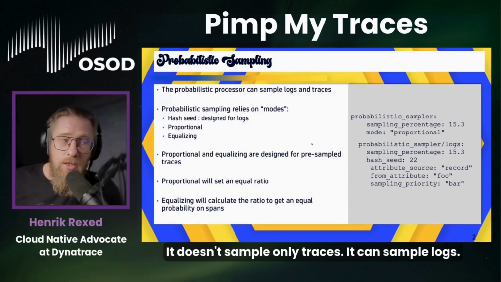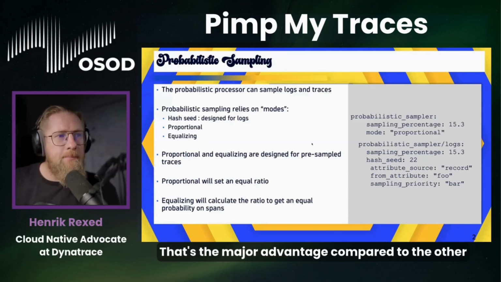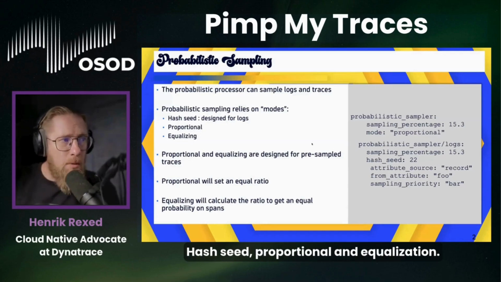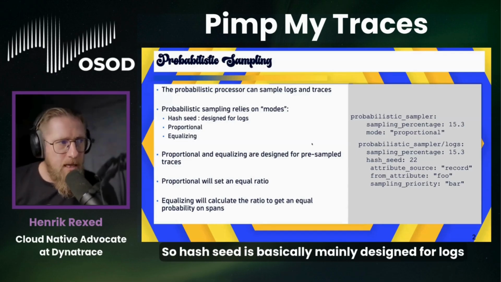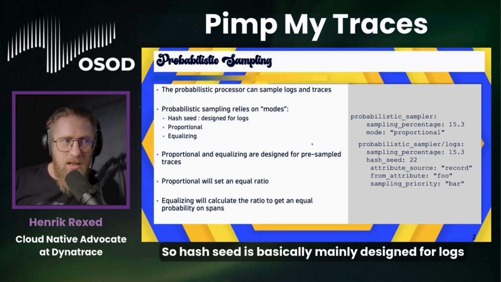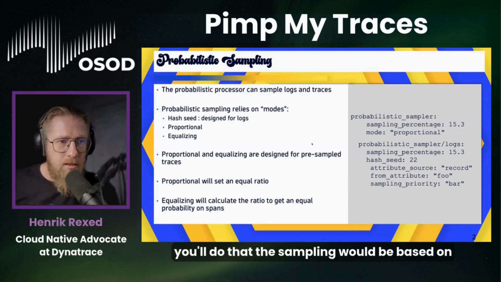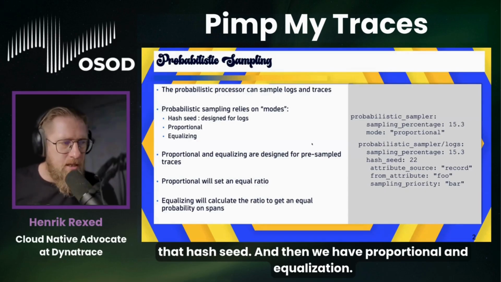It doesn't sample only traces. It can sample logs. That's the major advantage compared to the other ones. And it has three modes: hash seed, proportional, and equalization. Hash seed is mainly designed for logs, where you can have a reference of a field, and the sampling seed would be based on that hash seed.